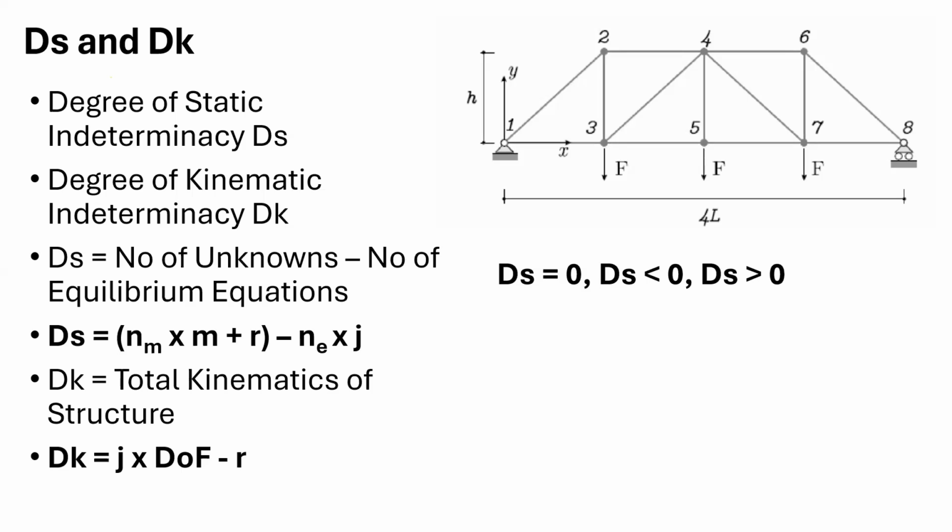At one point there is a hinge, and at another point there is a roller. So how many reactions? 2 plus 1, so 3 reactions will be there. So 13 plus 3, 16 unknowns. This is just for the example. 16 unknowns are there in this particular truss.